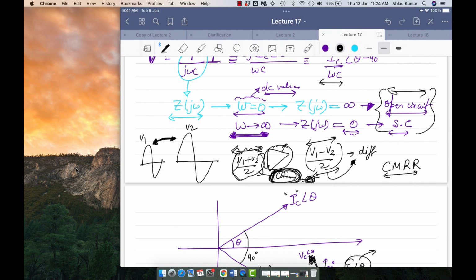Okay? And why do we take the difference of the signals? We do it because it helps us in removing the noise, because normally these signals will have a lot of noise component, so we try to avoid that by using the common mode signal.